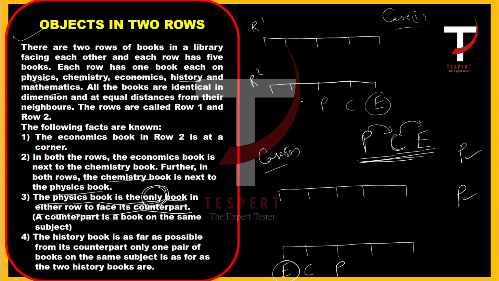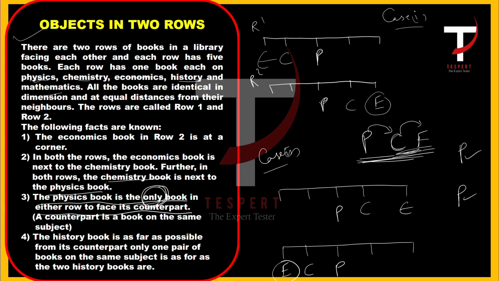So as physics is here, it must be here now, and here physics is there. Remember this order: P, C and E. So here, what is the order? P, C and E. Why didn't we place C and E here? If we had placed C and E, then C will also be a counterpart of C, and E will also be a counterpart of itself. So we didn't face C and E here, so we must face C and E here.